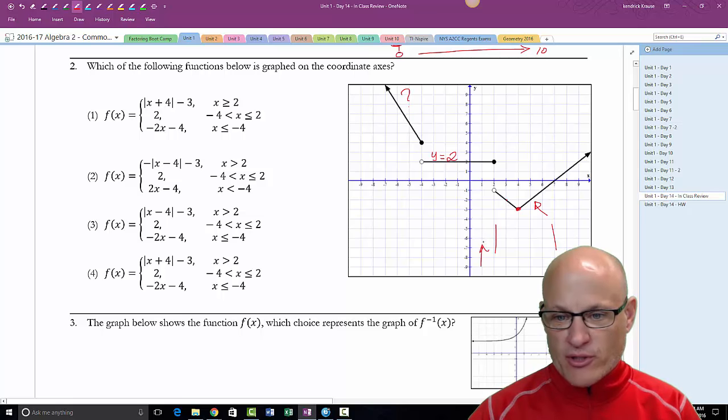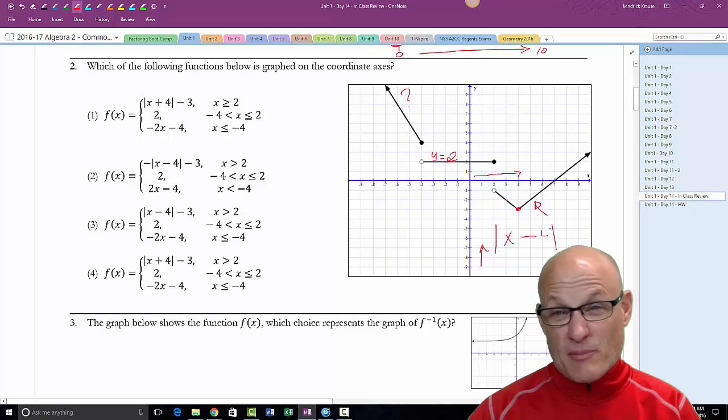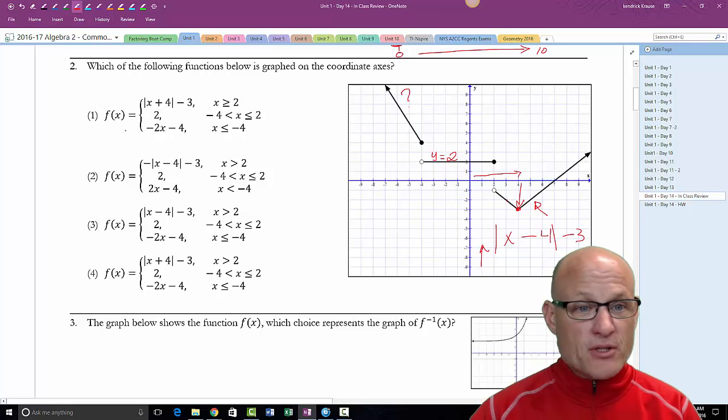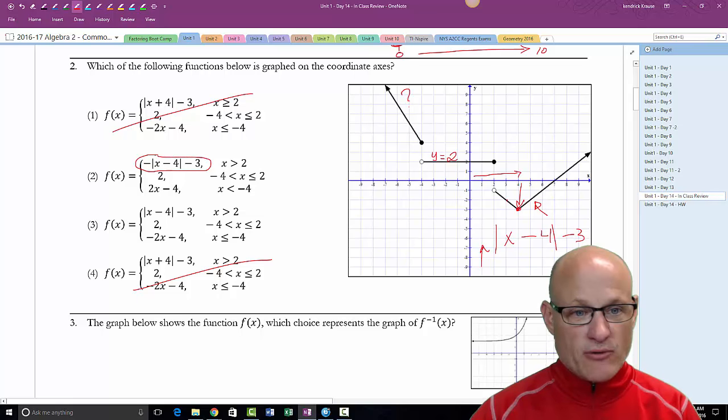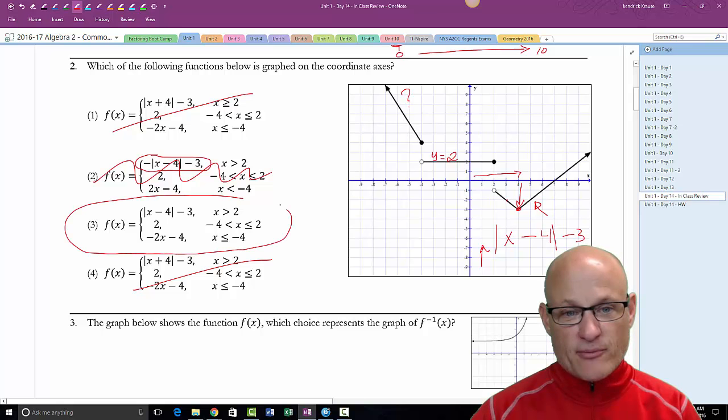So there's no number here. It's just 1. X. We move to the right 4, so that would be minus 4. Remember, that's backwards, and down 3. So I'm looking for minus 4 down 3. Nope. And nope. See how this one has a minus 4 down 3? It also, wait, this one has a negative, though, out front. So since that has a negative, that one can't be as well either. So it appears as if this one is the right answer. Not sure, though. Let's just check.